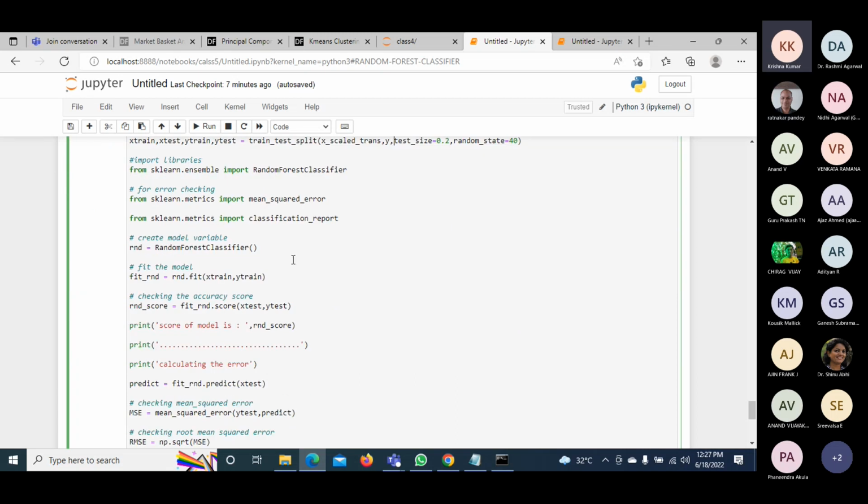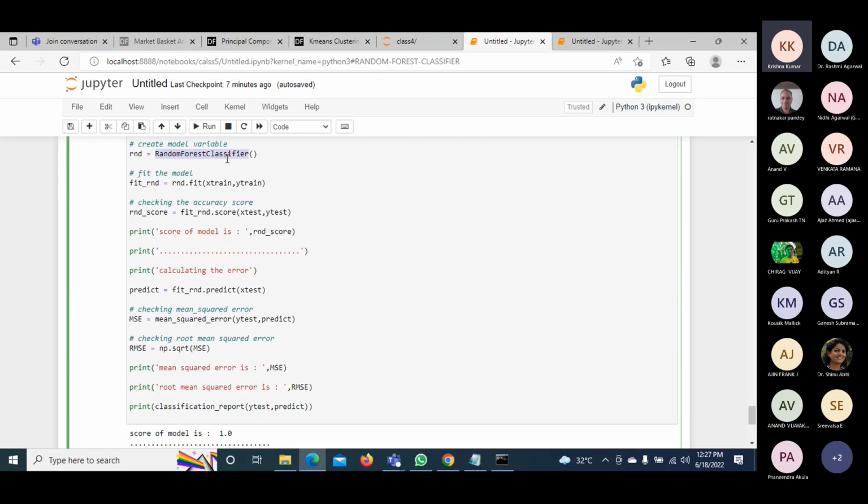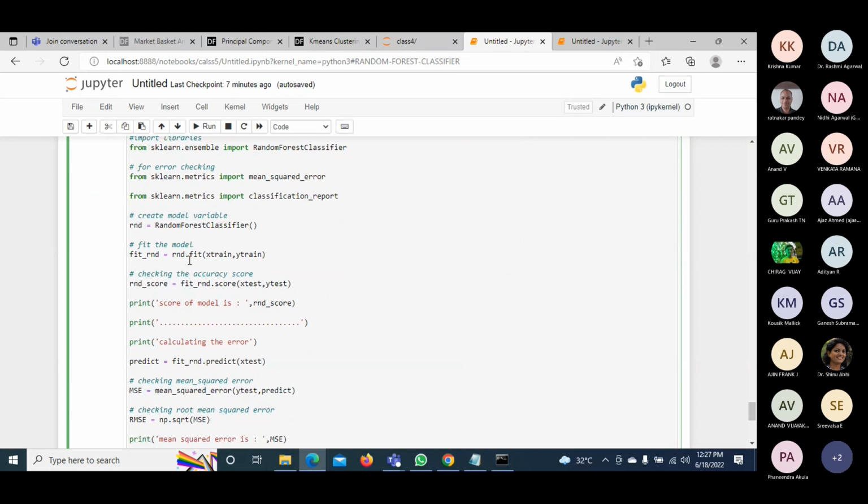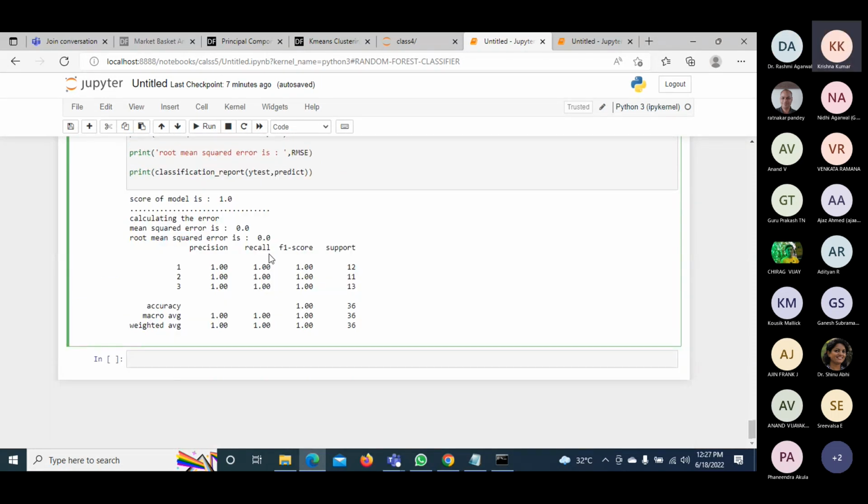Then all this is some imports, creating a class of that model, doing a fit on the data, because this is X train, X test, Y train, Y test out of this transform data. So if you see, the score of the model is 1, error is 0, error is 0, and then perfect 1, 1, 1, 1.